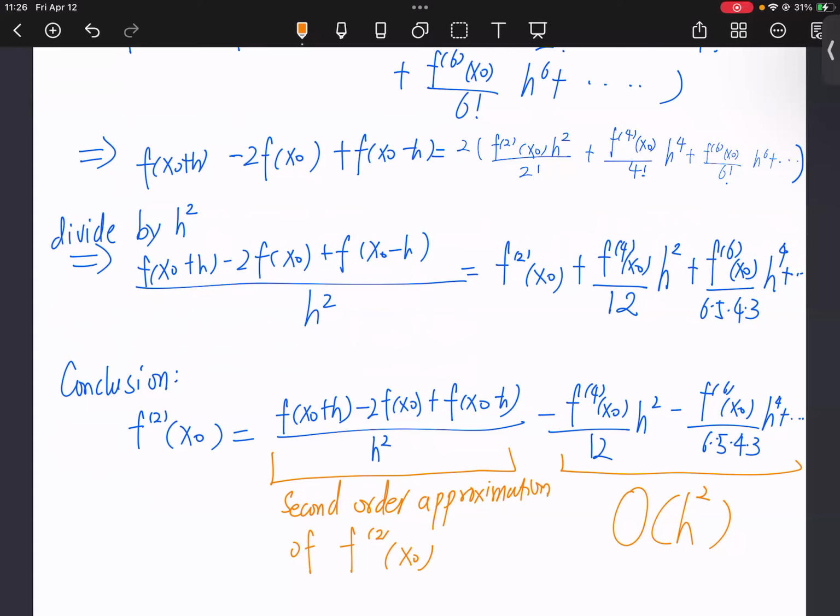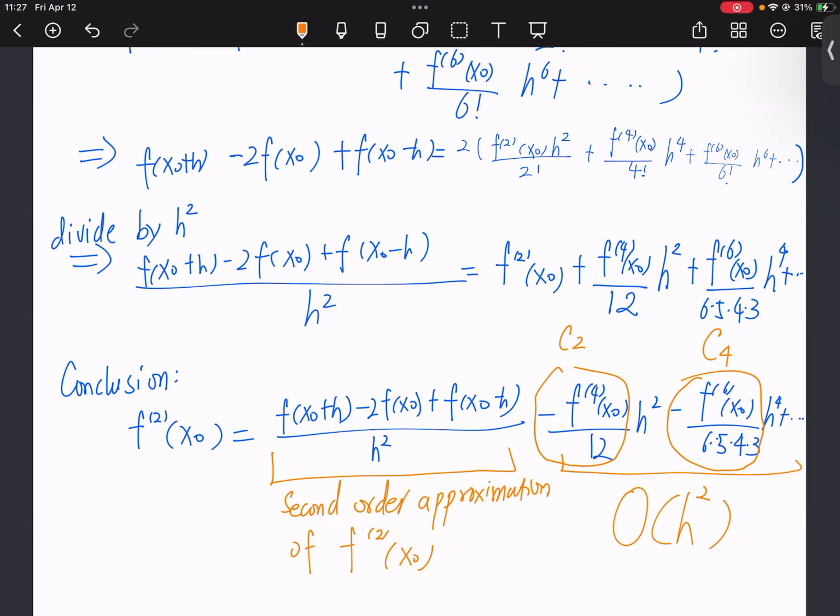Something is missing here. So the next should be the Richardson's. Okay, let's see. So I'm going to write down the errors in another way. I'm going to denote this constant as C2, and then this one I'm going to denote as C4.